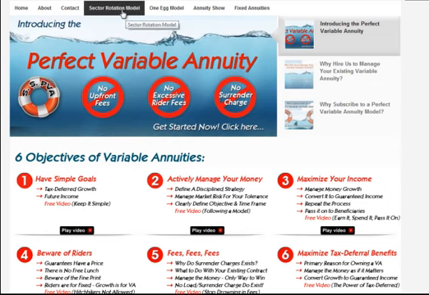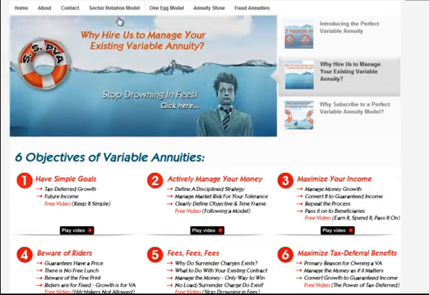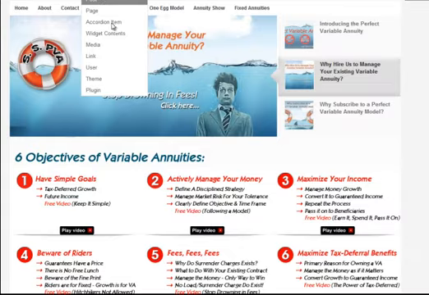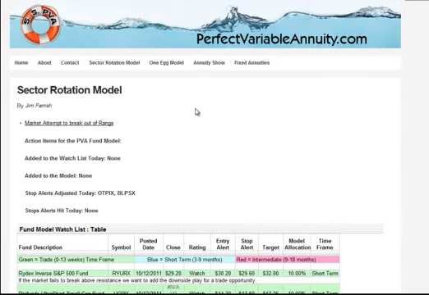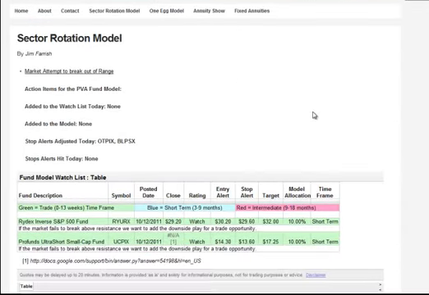And if we go to the top and we click on sector rotation model, the sector rotation model is quite simply the model that we built from the standpoint of what we're looking at: how do we manage this on a day-to-day basis? In other words, what we're going to do is update what we see going on. Do we want to add things to our watch list? Do we want to add things to the model? Do we have stop alerts that went off today?